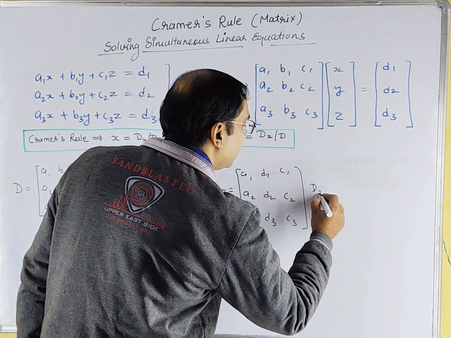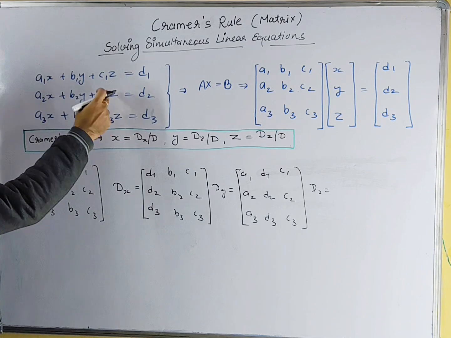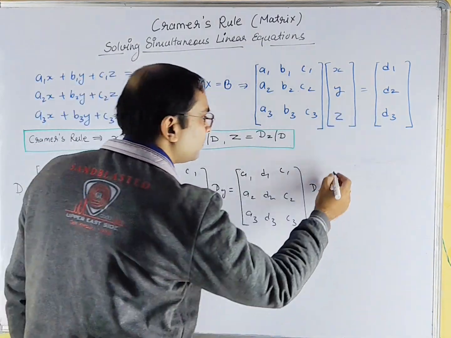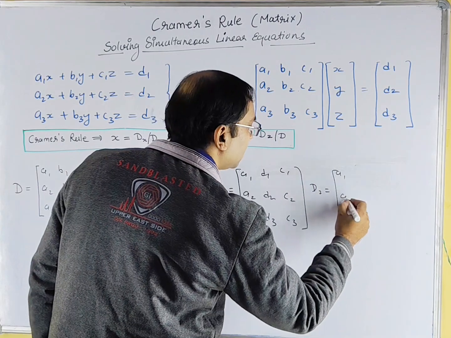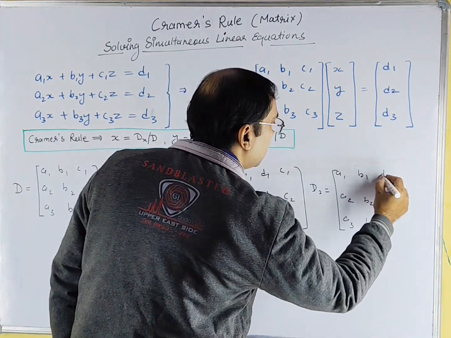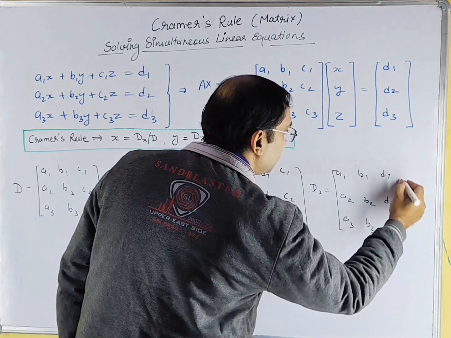Now let us see what is dz. In the same fashion, we can see that z is represented by the third column, c1, c2, c3. We will replace this third column by the solution values. So this will become a1, a2, a3, b1, b2, b3 and now this is d1, d2, d3.